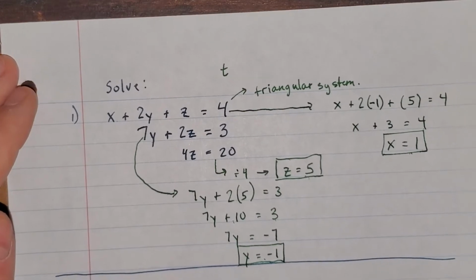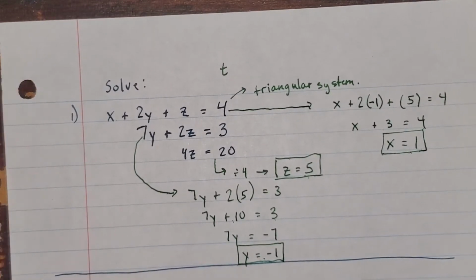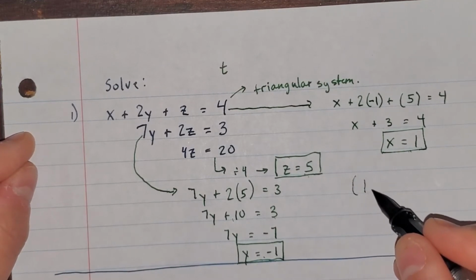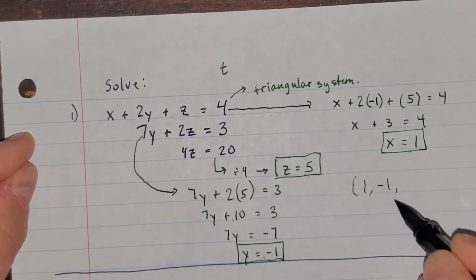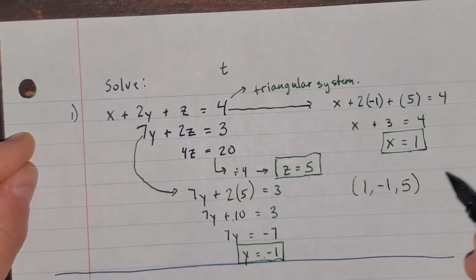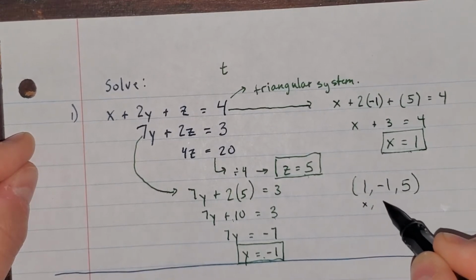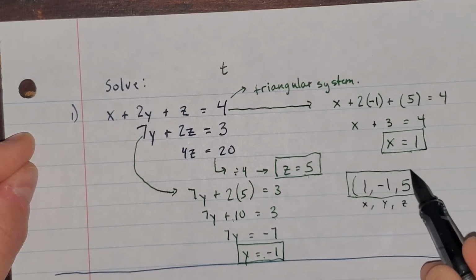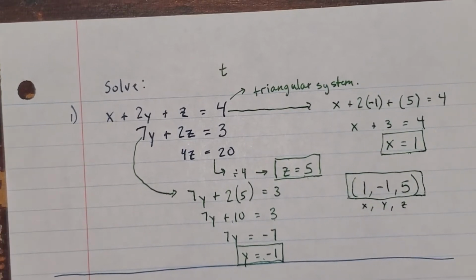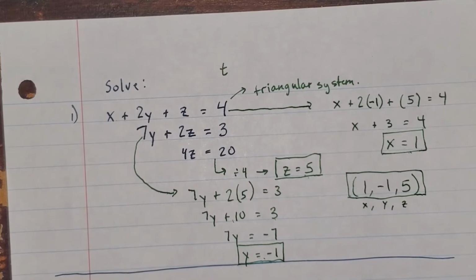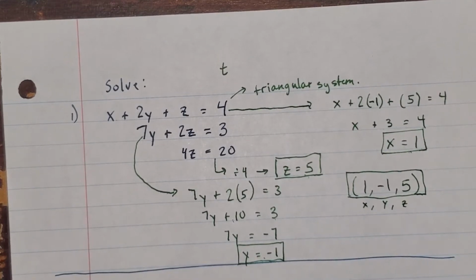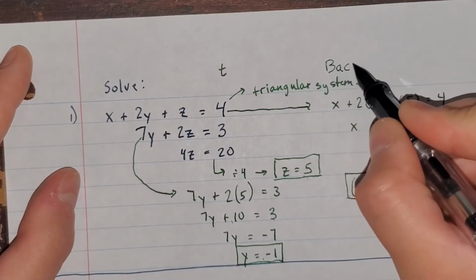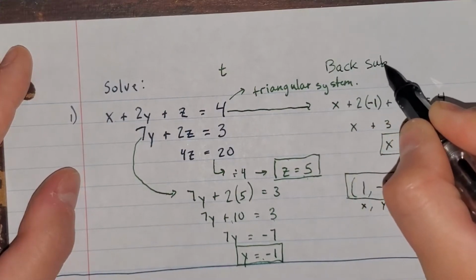And so our final answer is boom, boom, boom. And most of the time, if you're in a math course, they're going to want your answer as a point. Okay? And so you're going to go x, comma, y, comma, z. So 1, negative 1, 5. Okay, so that's it. That's how we solve a triangular system. This method is called back substitution.